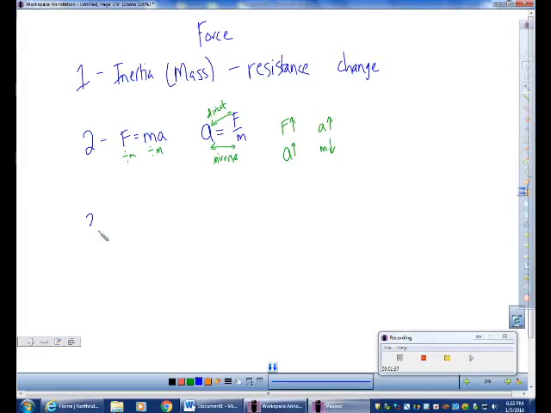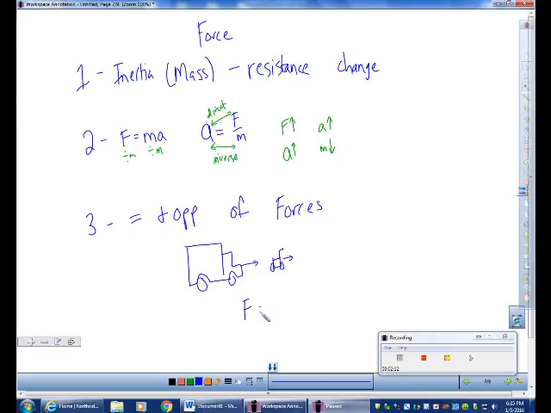And Newton's third law says that for every action, there is an equal and opposite reaction of forces. Where this gets tricky is if we think about, let's say, a truck hitting a bike. Once that truck hits the bike, they're going to experience equal forces.